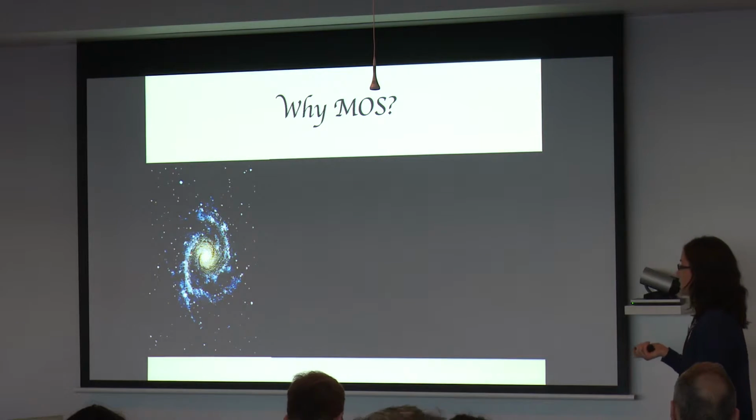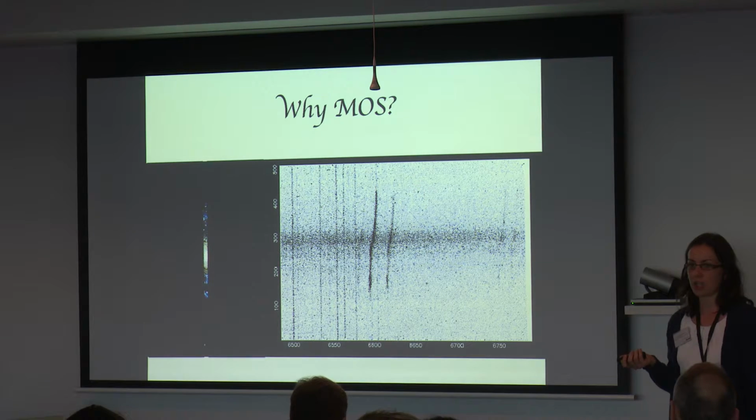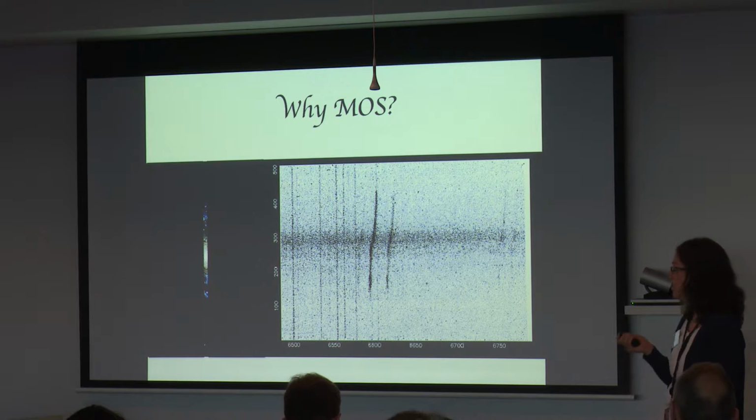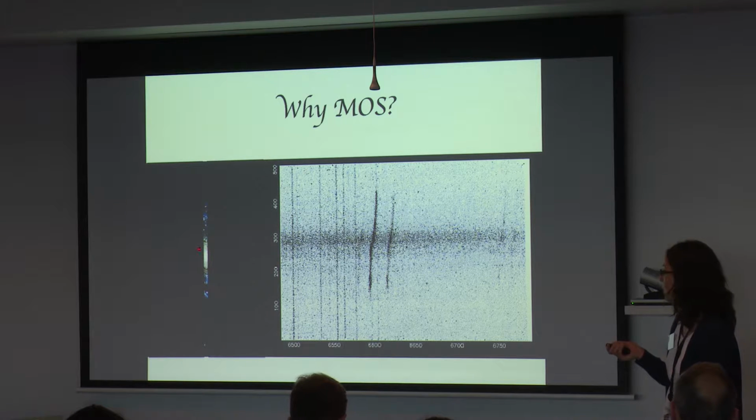Why do we do MOS? So here's an example of a galaxy, and if you had just a single object like that, you'd be quite happy to just put a slit on it, wherever you prefer, to get a spectrum of that area.